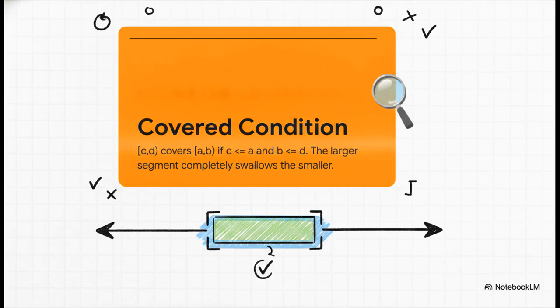To fix this, we absolutely have to nail down the covering condition. For an interval starting at A and ending at B to be fully covered by an interval starting at C and ending at D, two rules have to be met at the exact same time. First, C has to be less than or equal to A. Second, B has to be less than or equal to D. If you picture this on a number line, the larger covering interval must start at or before the smaller one, and it has to end at or after it. It's exactly like a pair of physical brackets trapping that smaller segment inside. We're essentially checking two dimensions at once here, the start time and the end time.